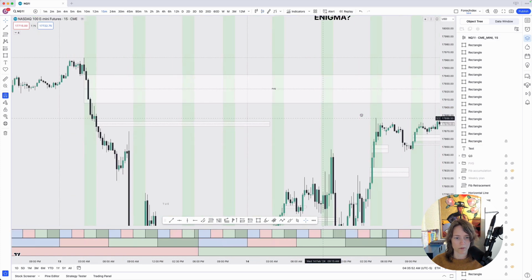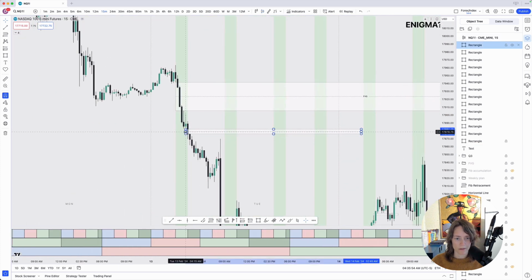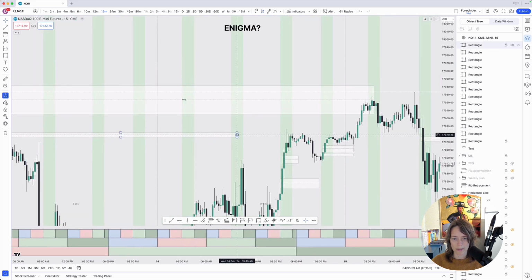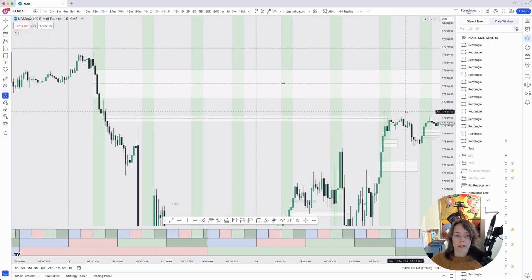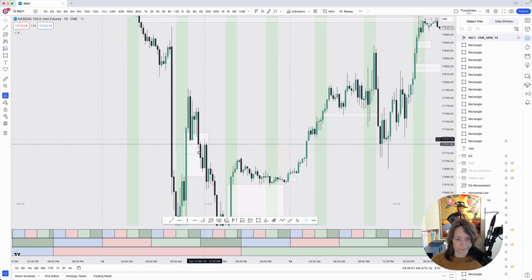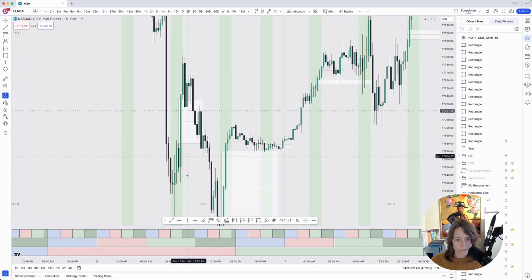All right, let's go to the next one. This fair value gap, let's pull it out to the right. When did it get tapped? Oh my, in a green box. Let's go to the next one. This one didn't do anything here because we're not in a green box.